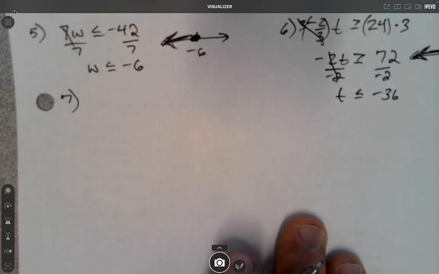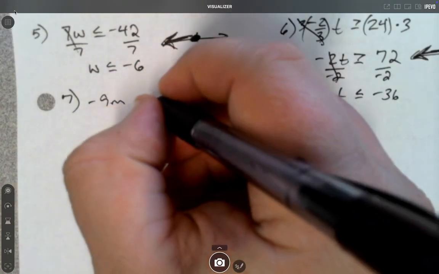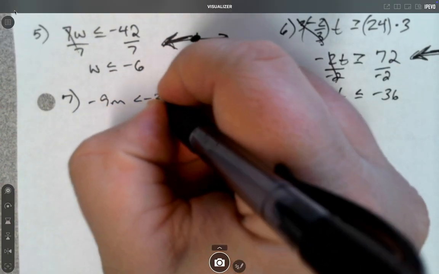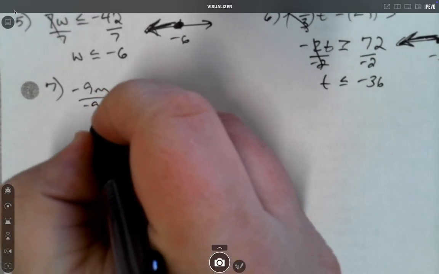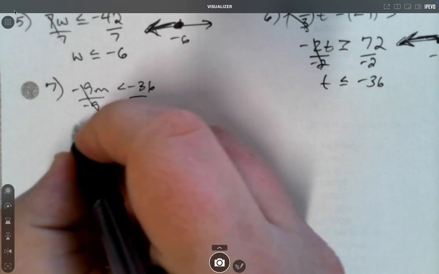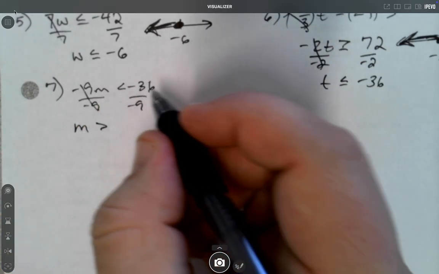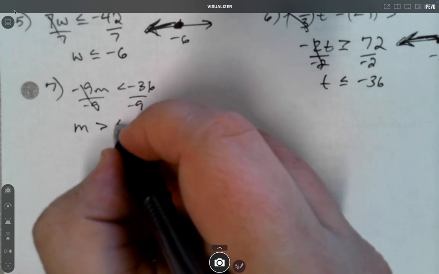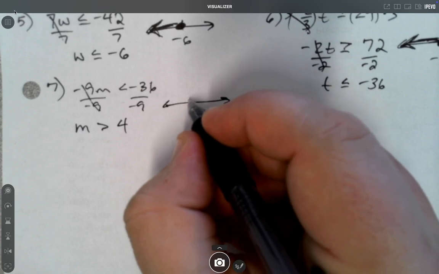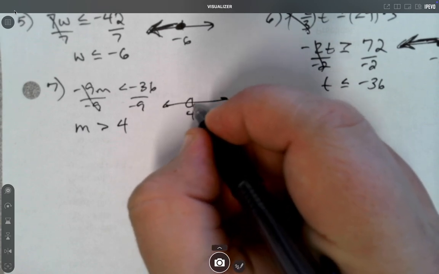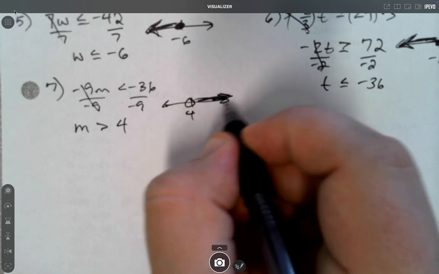Number 7, -9m is less than -36. So I've got to get the m by itself, so I divide both sides by -9. Because I divided by a negative number, I have to flip the inequality to make it greater than, and -36 divided by -9 is +4. So I mark 4, put an open circle, and since it's greater than 4, I shade to the right.